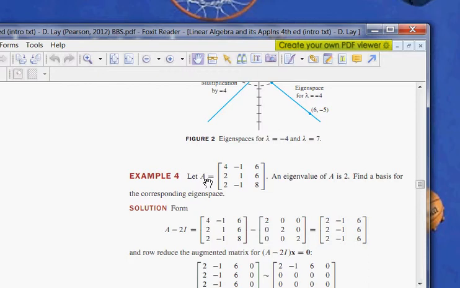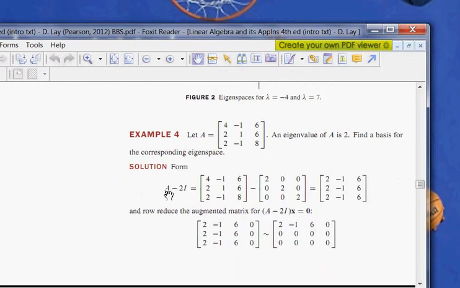You have A equals this matrix right here. Let's move on to example 4. You have an eigenvalue of A is 2. They want you to find a basis for the corresponding eigenspace, okay? So look, you form this A minus 2I thing, you get this matrix. Now you have this system right here, A minus 2I x equals 0. You form the augmented matrix, you row reduce.